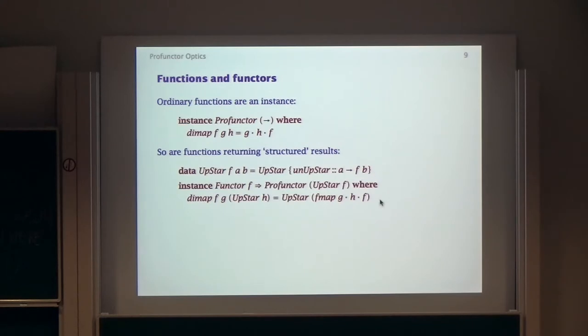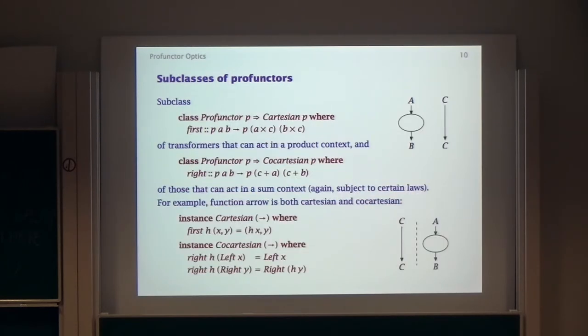And I'm not going to explain this Haskell program, but this is how functions of the form A to F of B for some collection type F fit the pattern. As it happens, functions of the form FA to B also fit the pattern, but I don't need that for this paper. I need two refinements of that notion of profunctor.